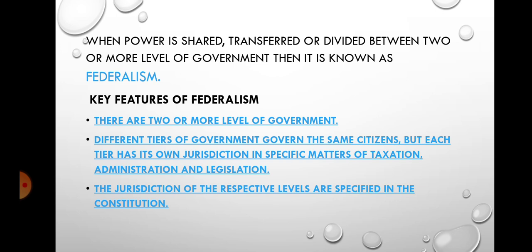The key features of federalism. There are two or more levels of government, that is central government, state government, and also in our sense the third level of government, that is local level of government. Different tiers of government govern the same citizen, but each tier has their own jurisdiction in specific matters of taxation, administration and legislation.